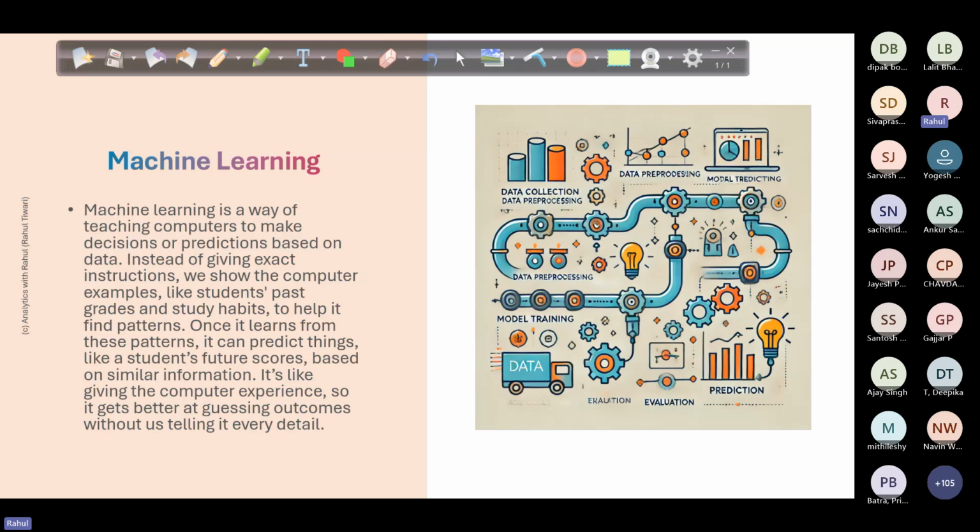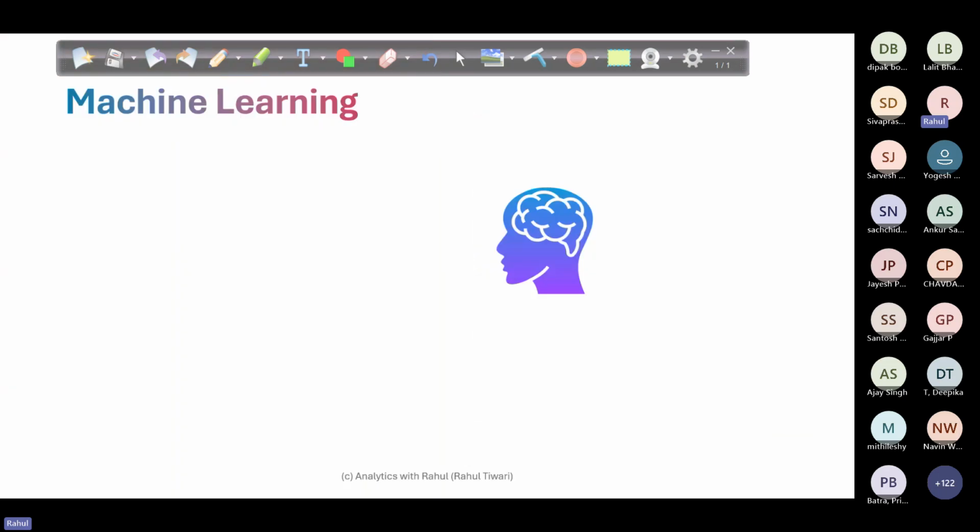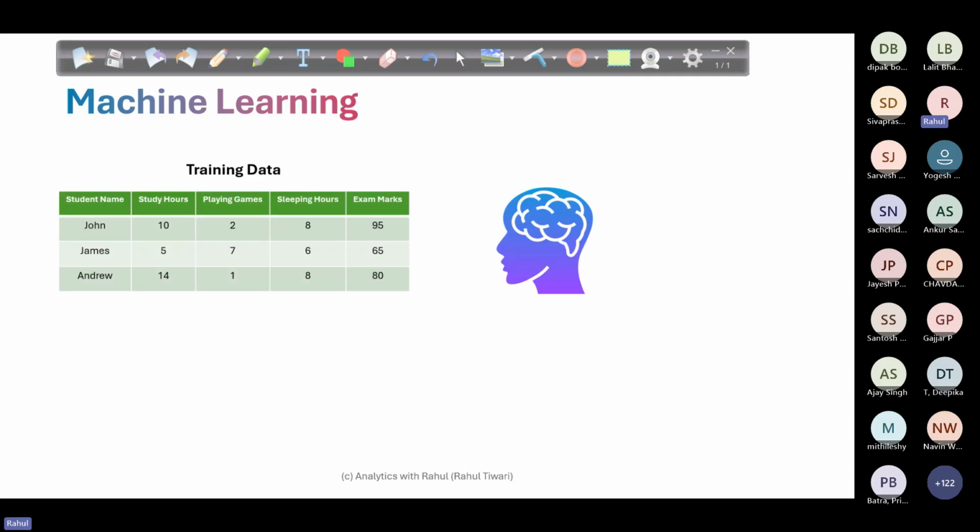Suppose I want to find the patterns about the marks, right? So you can see that once it learns from these patterns, it can predict things like students' future scores based on similar information. It is like giving the computer experience so that it gets better at guessing outcomes without us telling it every detail. It's something like this. For example, if you see this data set, we as humans will understand this data and try to understand the patterns.